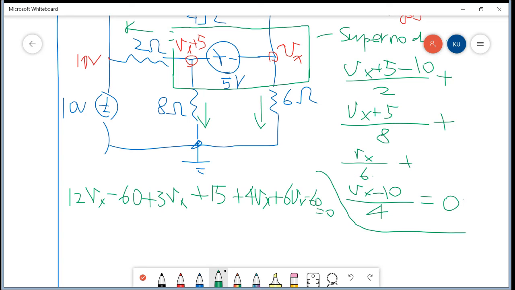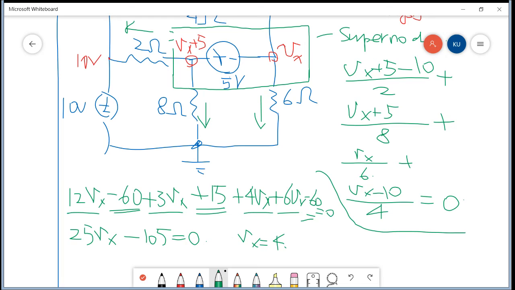Okay, so we have 12 plus 3, 15, 19, 25. 25 Vx, then minus 60 plus 15 minus 45 minus 60, minus 105 equals 0. So Vx should be 4 point something.